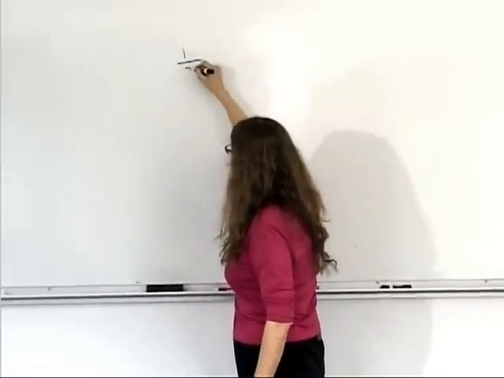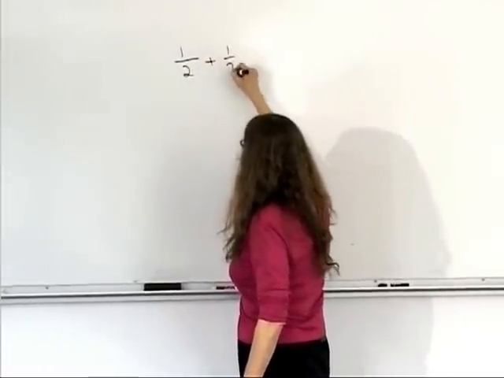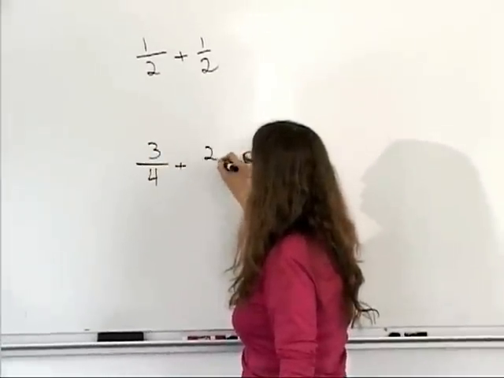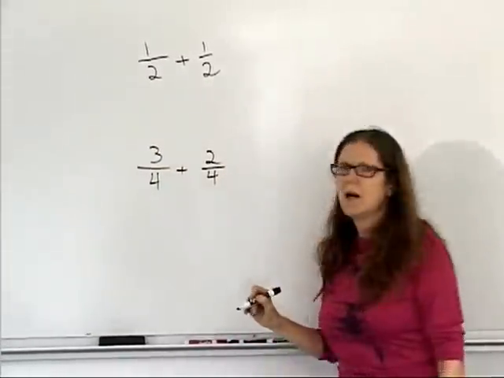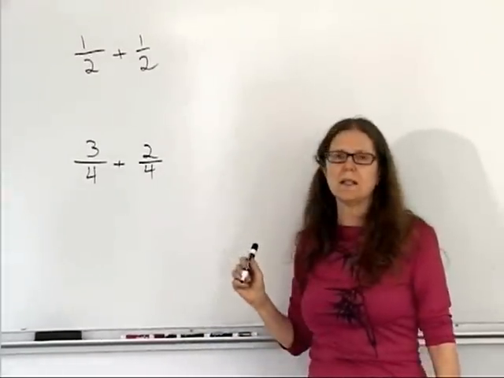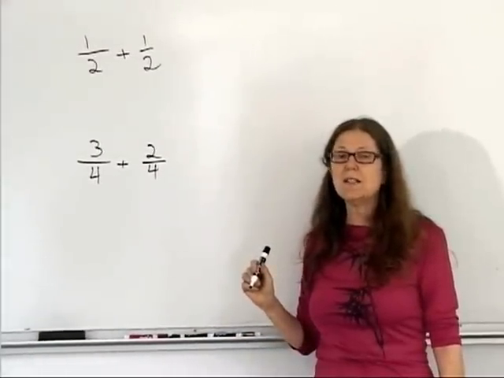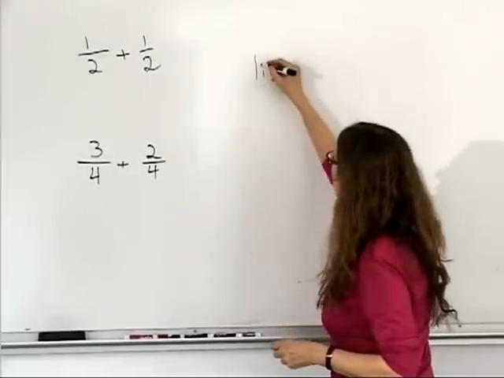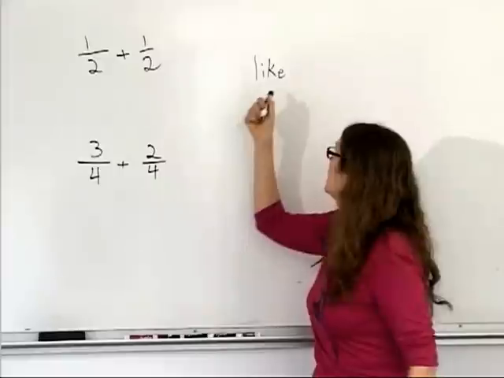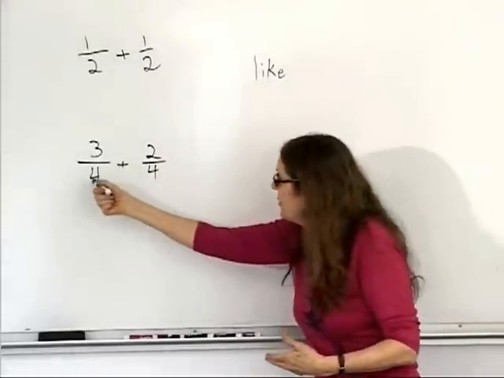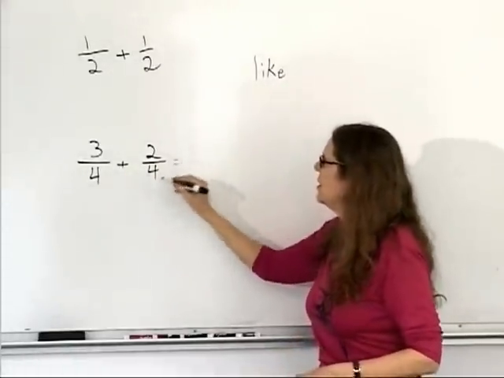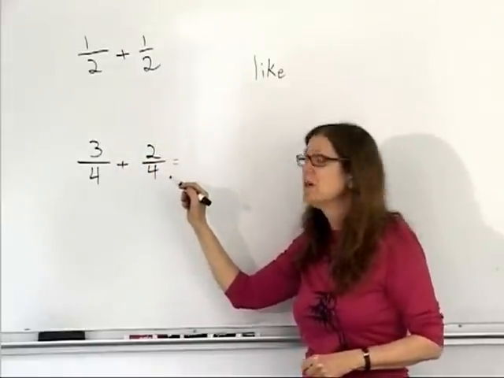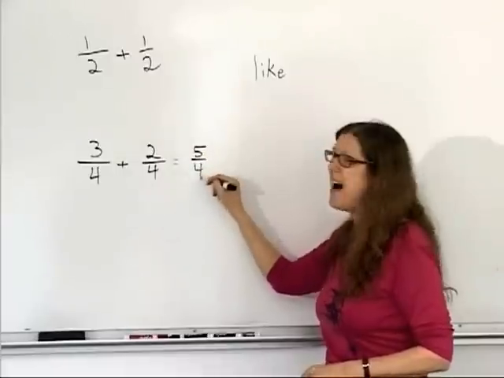If I was trying to add a half and a half, or 3/4 and 2/4, I'm able to do this directly. The reason is they're considered what math teachers call like things. I mean the word like. They're alike. These are both fourths. This is 3/4, and this is 2 more fourths. So altogether, that adds up to 5/4.